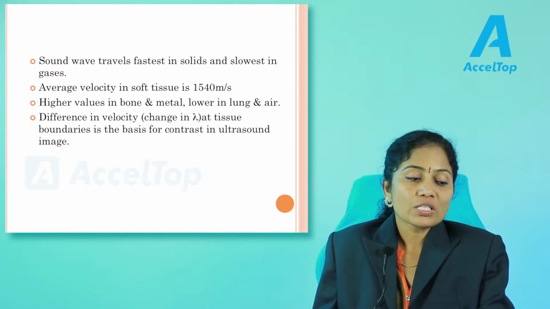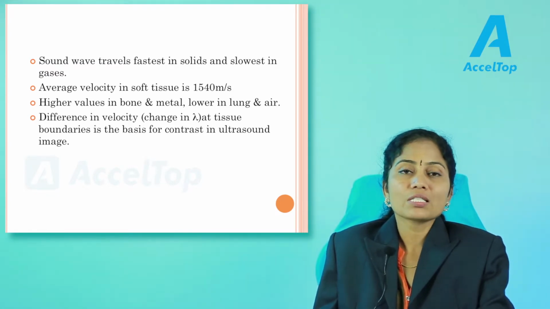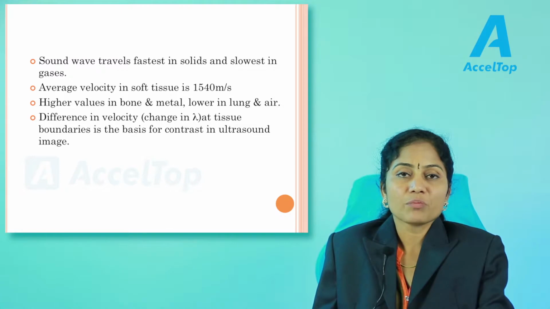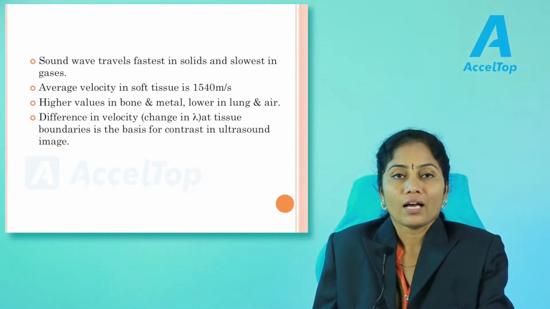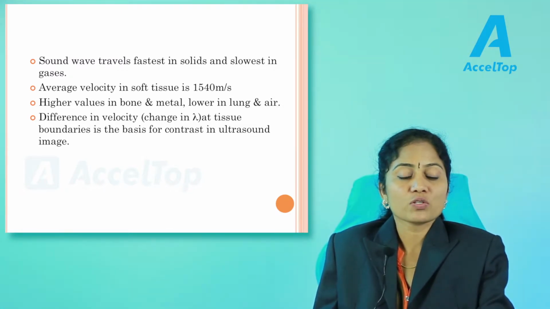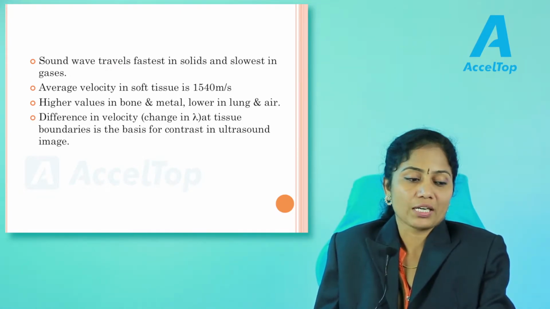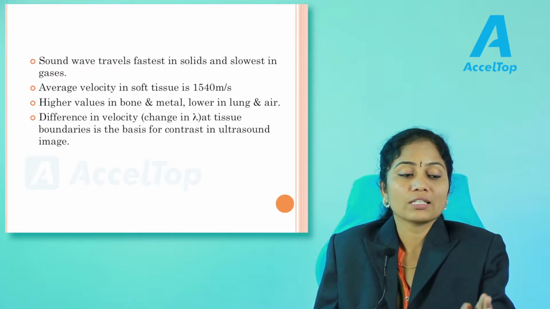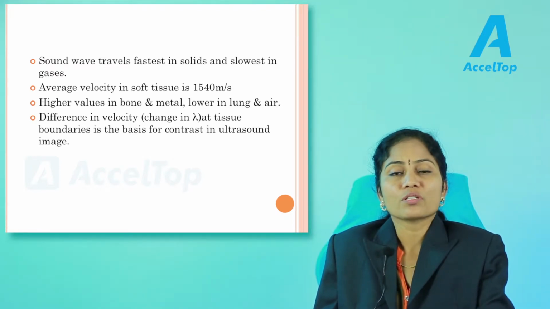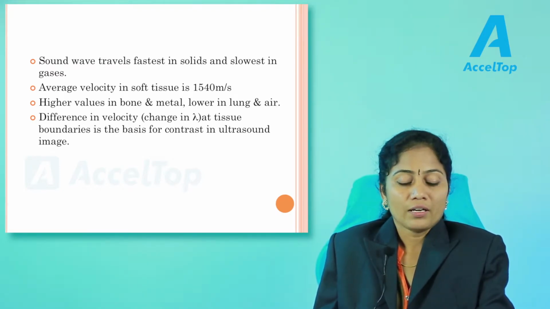The average velocity of sound in soft tissue is 1540 meters per second. This is again an MCQ question. The average velocity in soft tissue is 1540 meters per second. Higher values are noted in bone and metal, and lower values in lung and air.